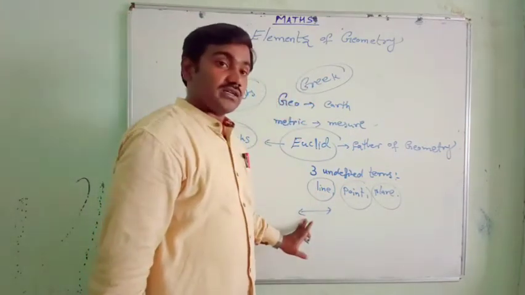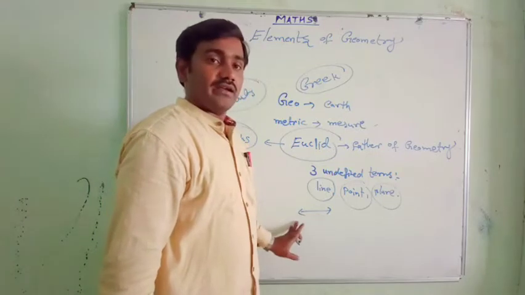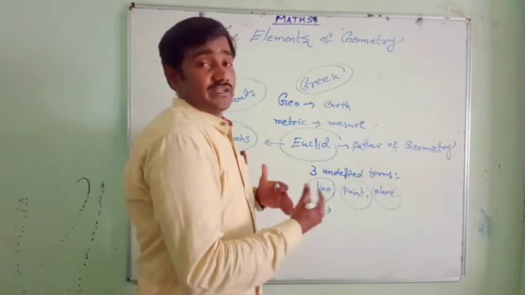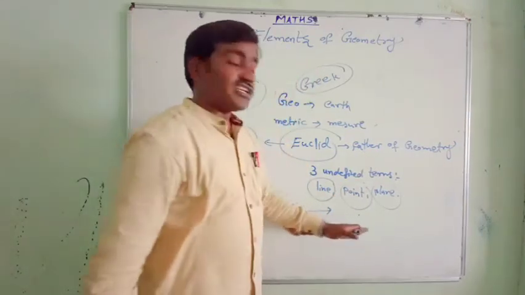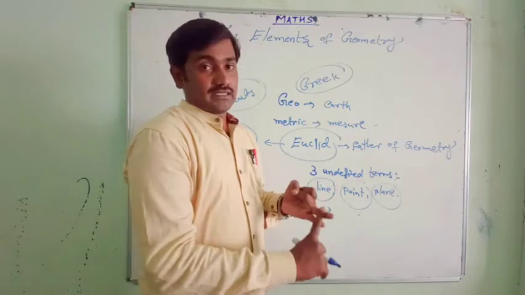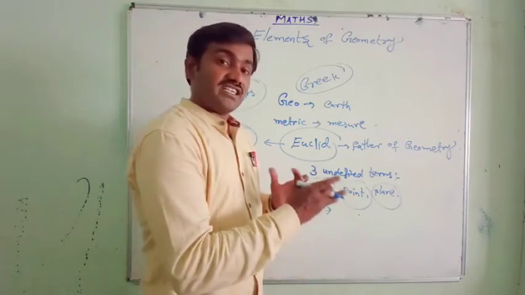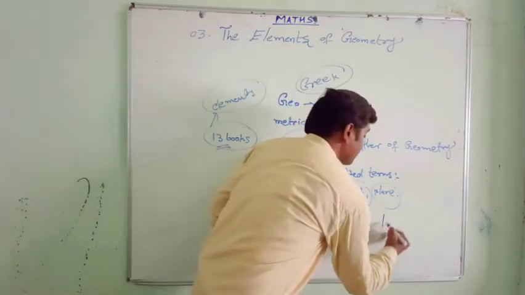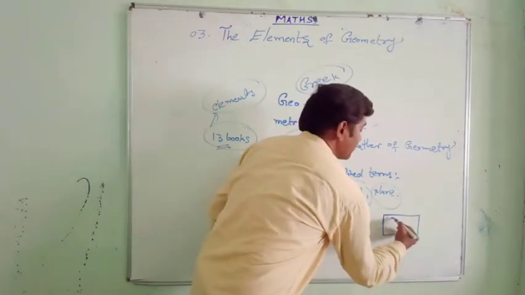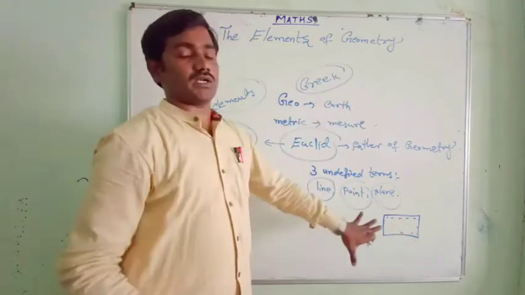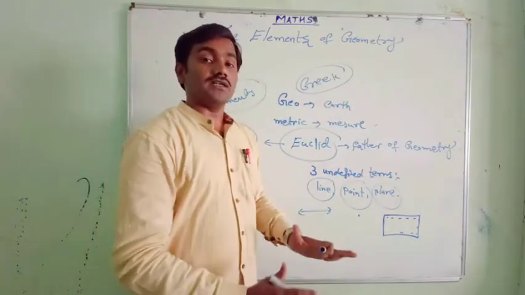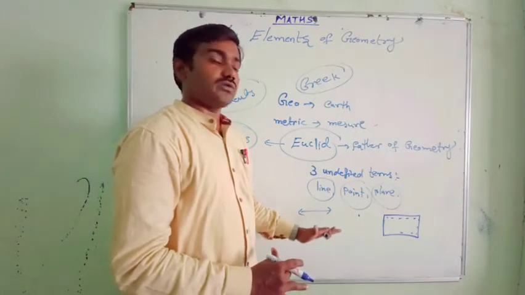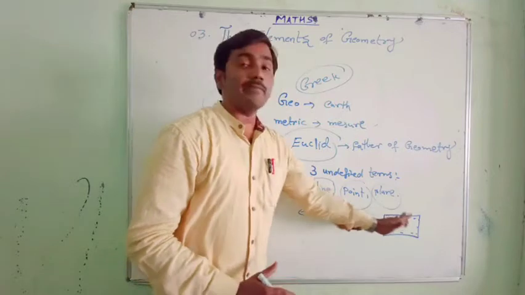According to Euclid, these are the three undefined terms. A line: we cannot find out the length of the line because a line can be extended infinitely in both ways. A point is lengthless and breadthless. It doesn't have a breadth and it doesn't have a length. And the plane: a plane is a set of infinite points actually. A plane is also an undefined term according to Euclid. So there are three undefined terms according to Euclid: line, point and plane.